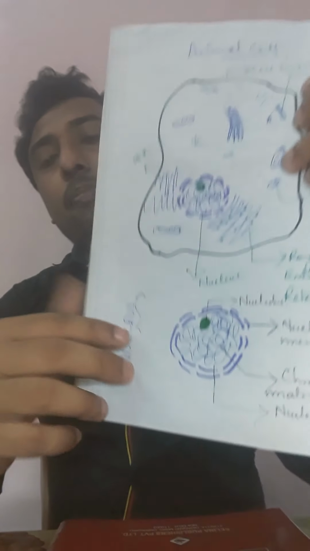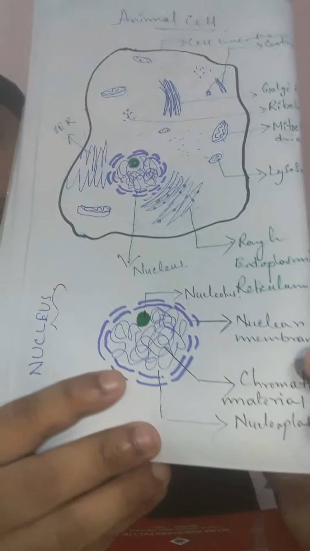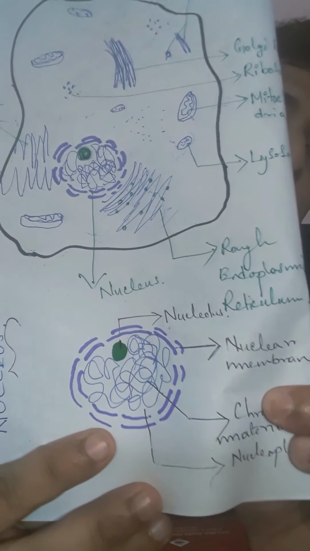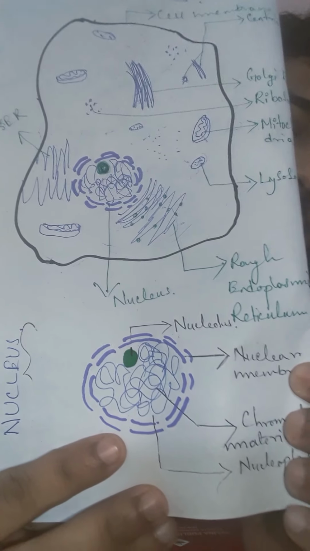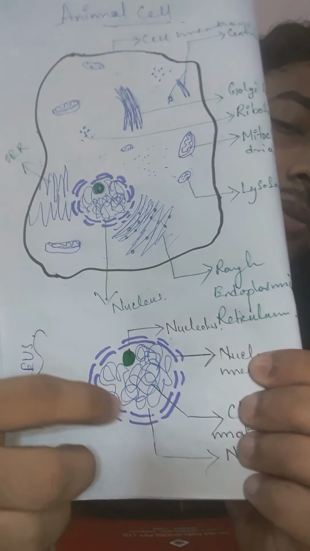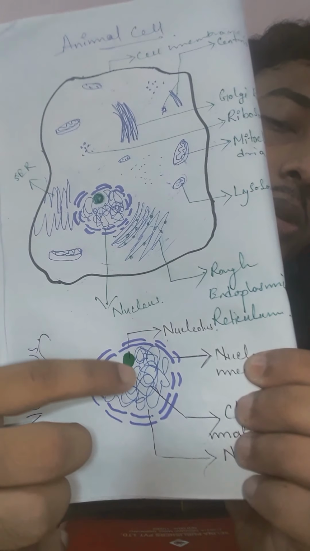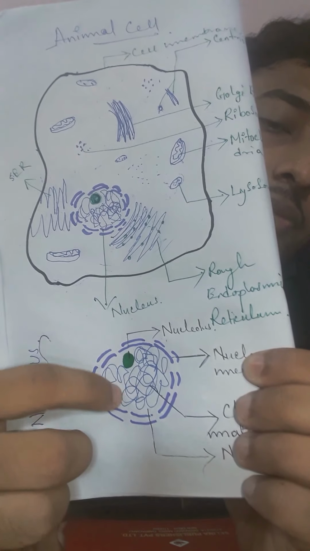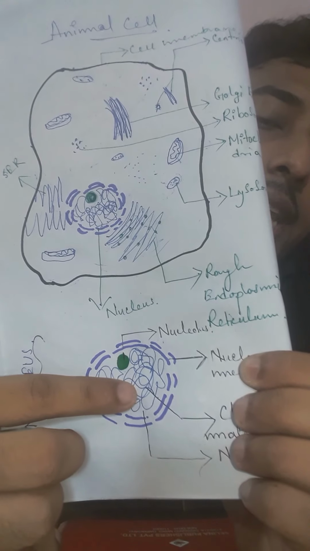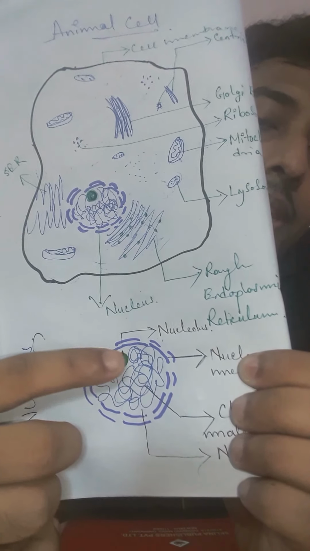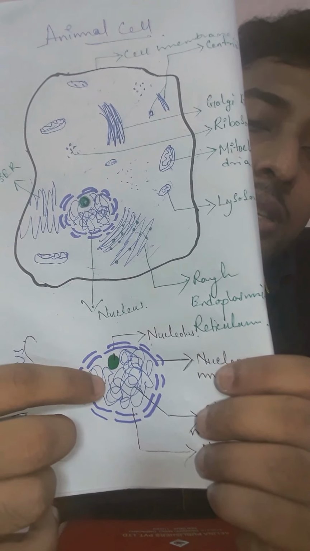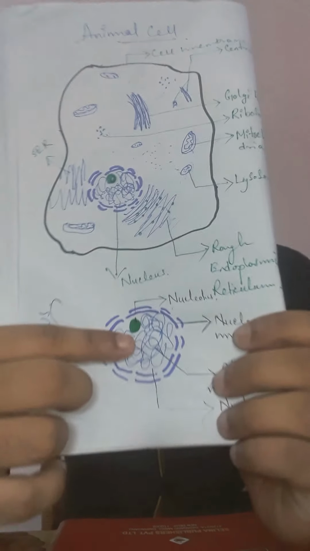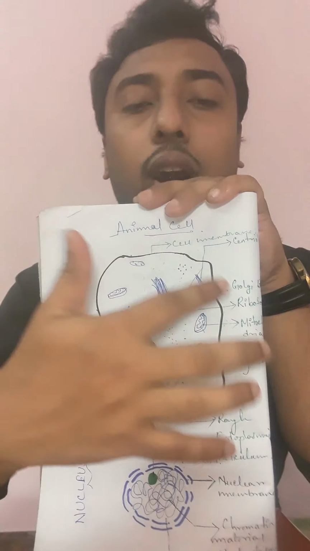Next are the different parts of the nucleus and their functions. Nuclear membrane, just like the cell membrane, helps to give shape to the nucleus, as well as to separate the nucleus from the cytoplasm. Chromatin material helps to produce chromosomes. Here is the chromatin material, and from here chromosomes form. It also helps to carry hereditary characters. And nucleolus is sometimes involved in protein as well as lipid synthesis. These are the different parts of the nucleus and their functions, and these are the different parts of the animal cell.